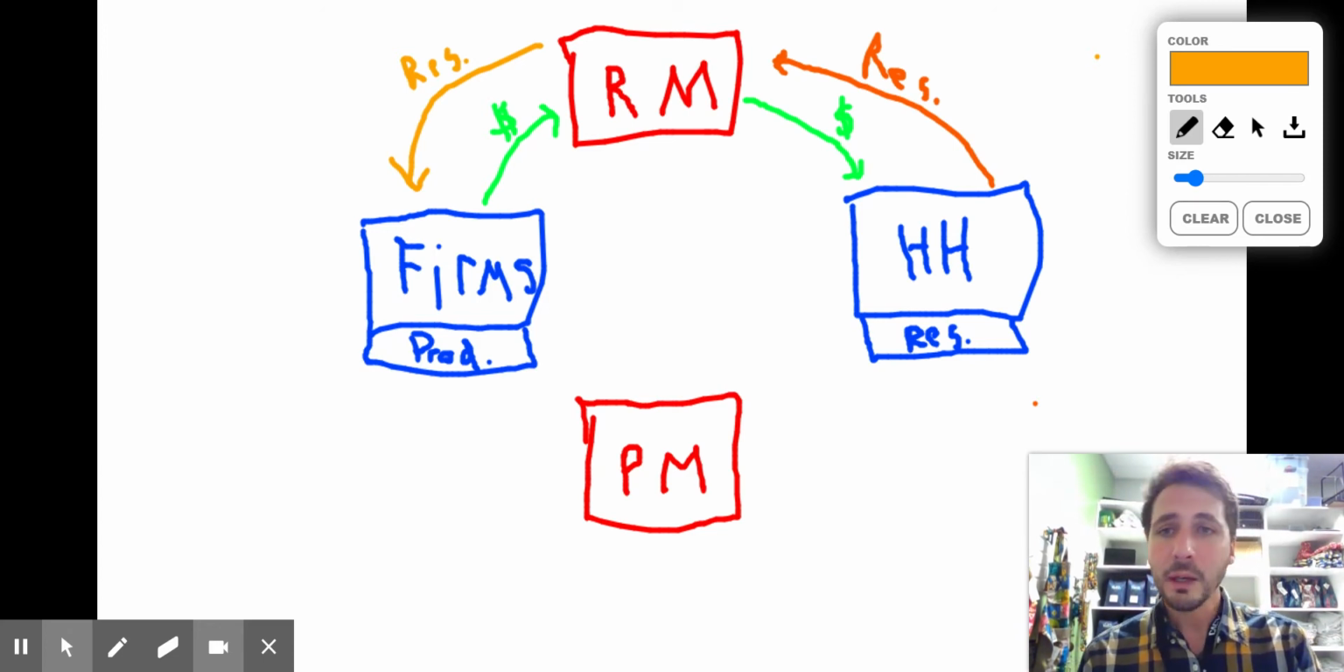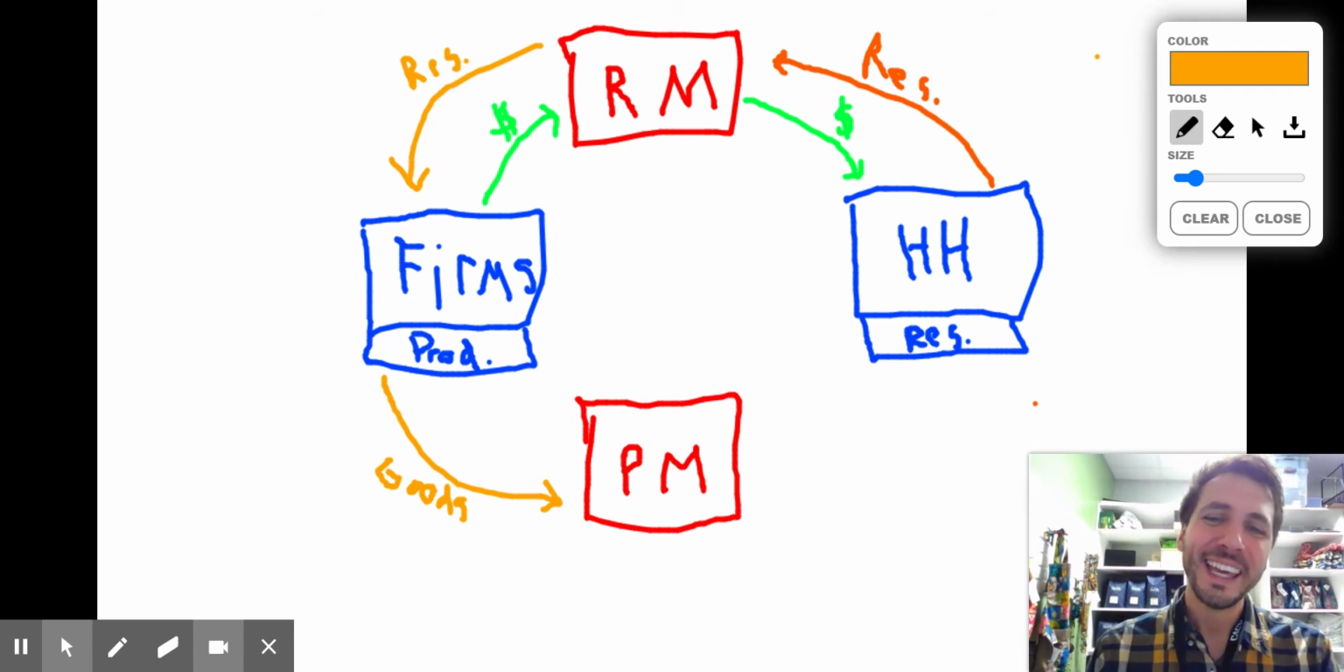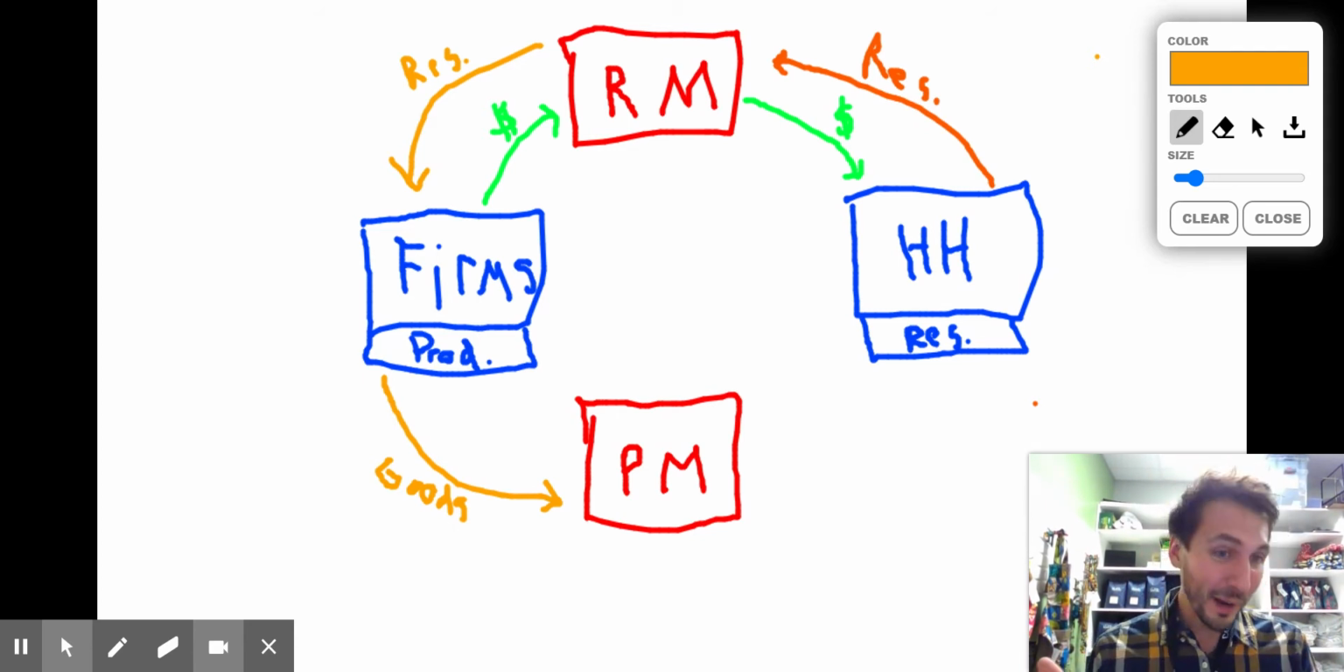Okay. So now the firms take those resources and what do they do with it? Well, we put it right down here. They produce goods and services. So we draw another arrow. They take those goods and services, I'm just going to put goods and services. They take those to the product market. Why? Because they want to sell those goods and services.